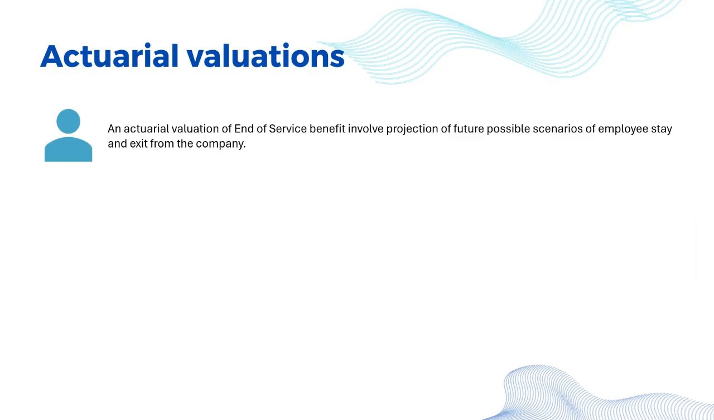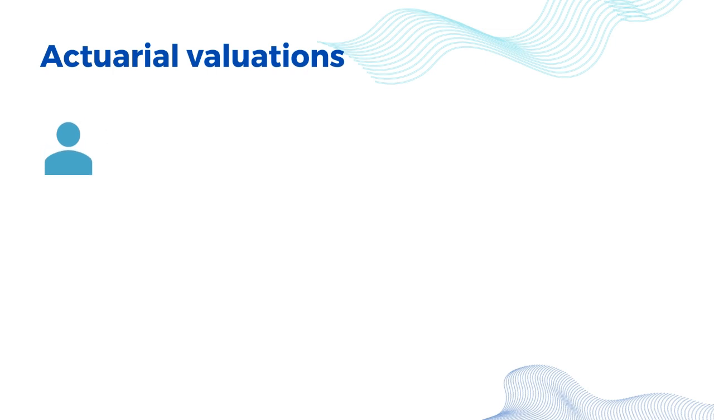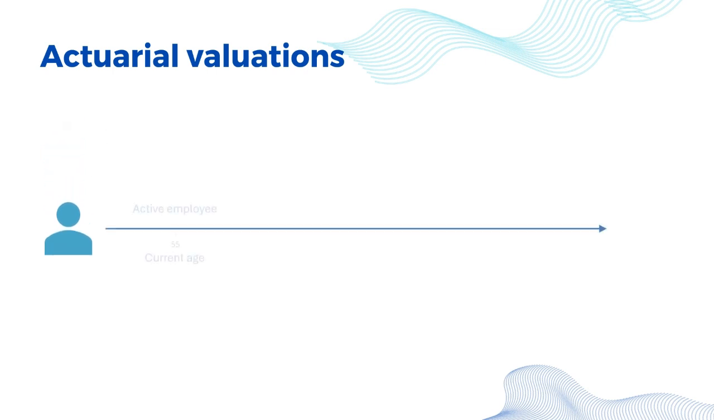Actuarial valuation of end-of-service benefits involves considering various future scenarios of an employee exiting or staying with an organization. This requires multi-year projections. At each step we evaluate the benefit an employer needs to pay based on the employee's decision. Let us take an example. Assume an employee, currently aged 55, is working with your company. As an active employee, we need to estimate his or her actuarial liability for the end-of-service benefit.